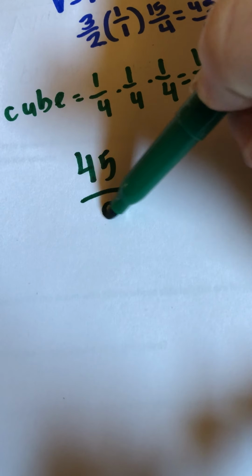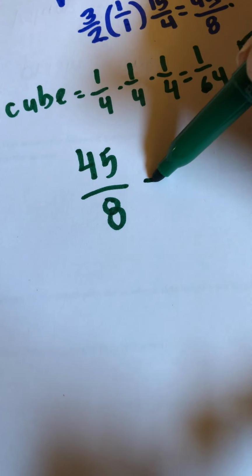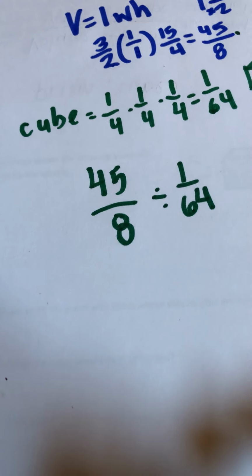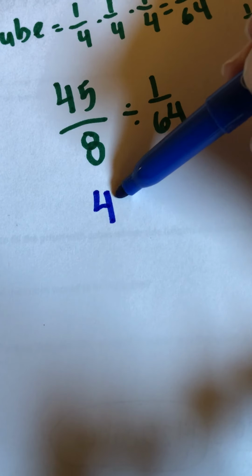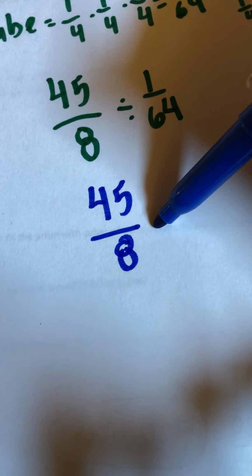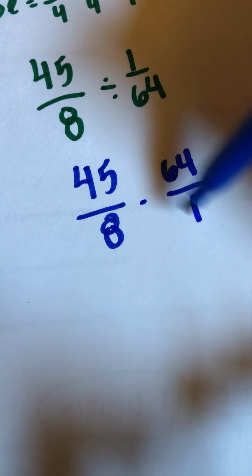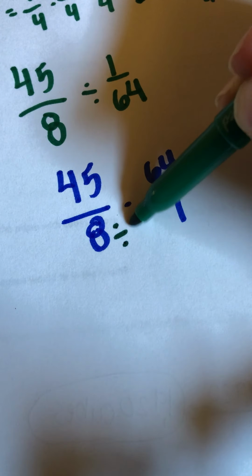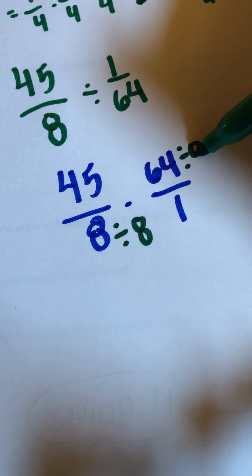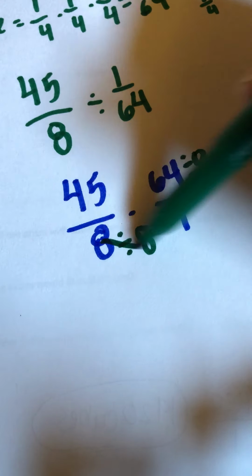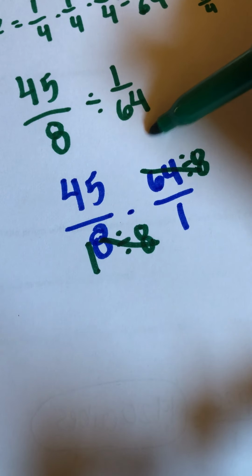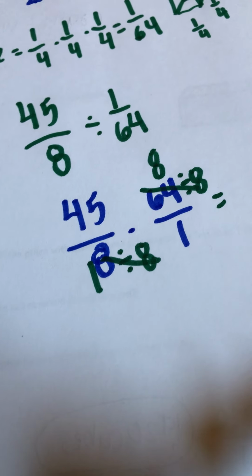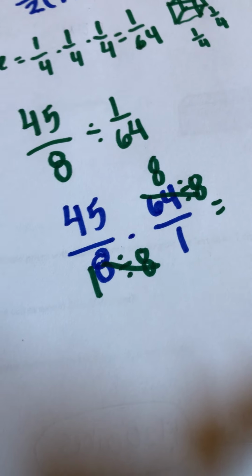So remember, volume of the prism divided by the volume of the cube. Volume of the prism, do you see where I wanted to leave it as an improper fraction? Divided by the volume of the cube. I need to keep, switch, flip, and I can cross reduce my numbers by 8. Divide by 8, divide by 8. 1, 8 times 8 is 64, so I have 45 times 8, which is 360.